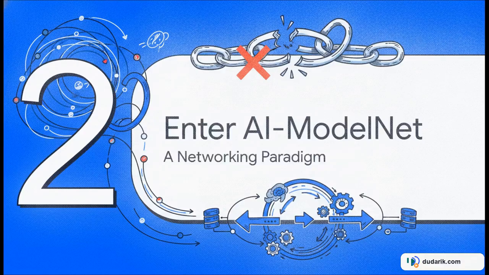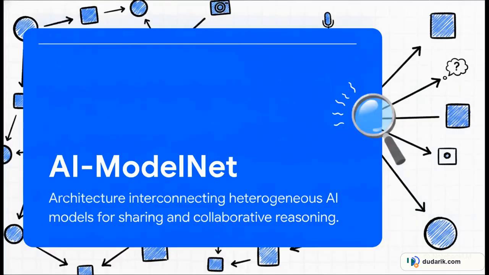Moving right along to Section 2, enter the AI Model Net. The architectural shift being proposed here is genuinely exciting. It completely flips the script on how we think about model deployment. AI ModelNet is a proposed network architecture that interconnects heterogeneous AI models. Crucially, it treats them as network nodes rather than isolated endpoints. So instead of trying to fine-tune one massive model to just do everything, researchers are proposing direct, standardized pathways between models. They can actually request specific functions from one another and combine outputs dynamically, all without duplicating weights.